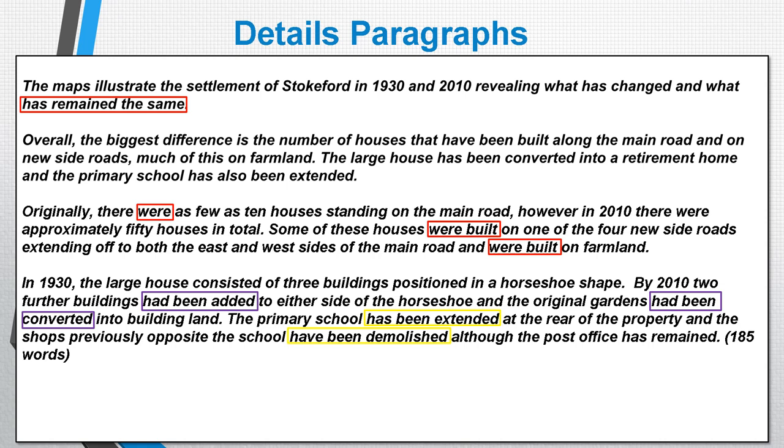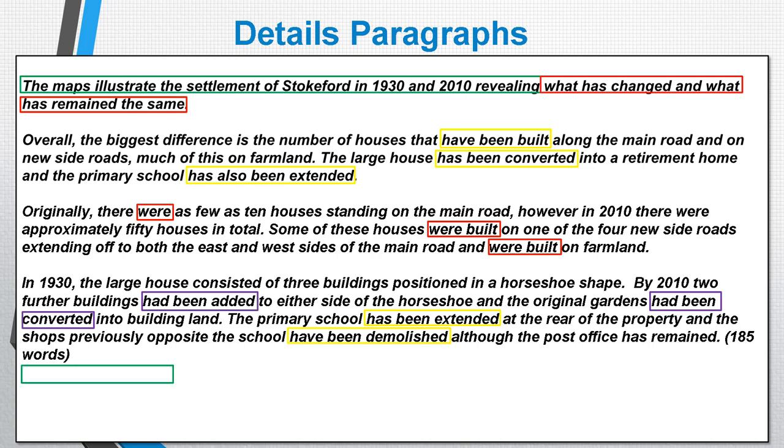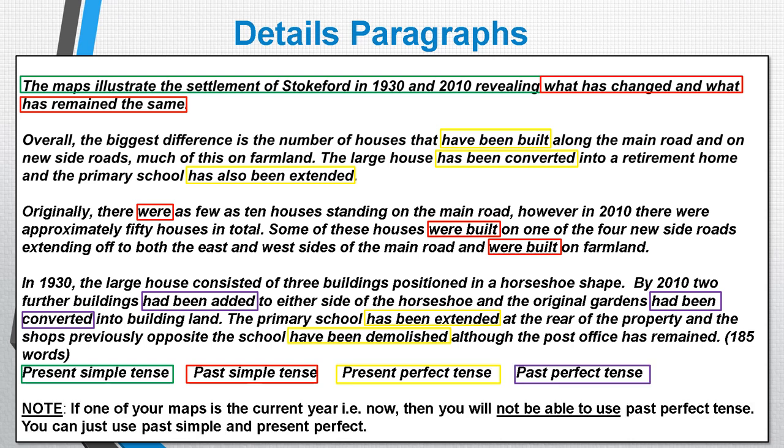And if you notice in the second paragraph, we've also used present perfect there as well, where it says the number of houses that have been built and the large house has been converted. Because those things happened in the past and we expect it is still the same way now. So in those paragraphs, we've got past simple, we've got present perfect, and we've got past perfect. So a nice range of tenses to show off your ability. It's a really good part of doing maps questions that you can easily show off your range of tenses.